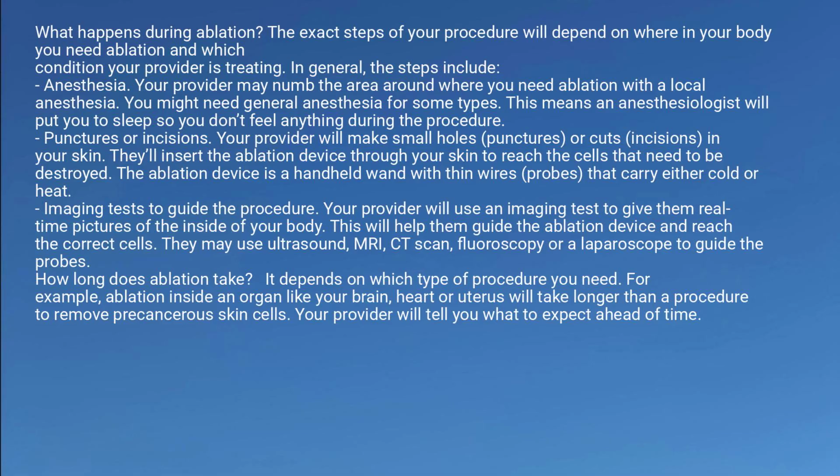Punctures or incisions. Your provider will make small holes, punctures, or cuts, incisions, in your skin. They'll insert the ablation device through your skin to reach the cells that need to be destroyed. The ablation device is a handheld wand with thin wires, probes, that carry either cold or heat.